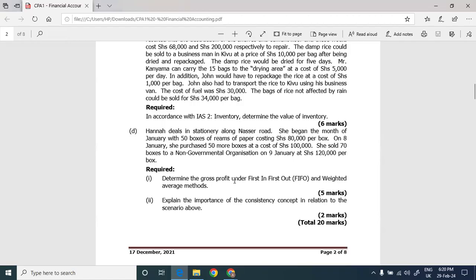So we are doing December 2021 question number 2D. They are saying that, required, determine the gross profit under the first in, first out, and the weighted average methods. As for yesterday, we are looking at first in, first out. But today we are still going to look at the two examples: first in, first out, then the weighted average methods of inventory valuation.